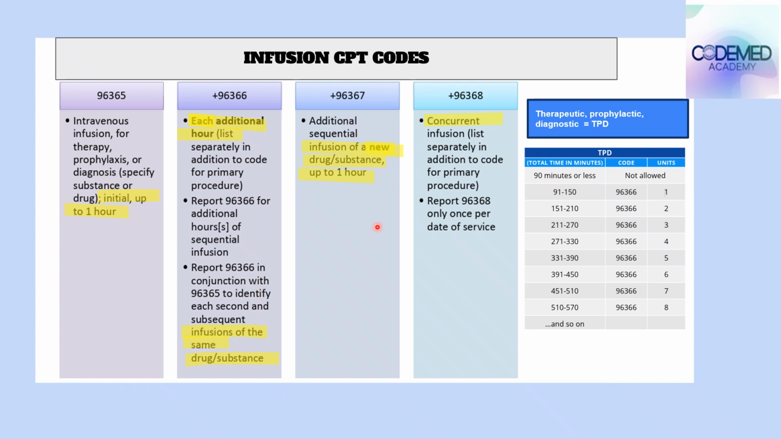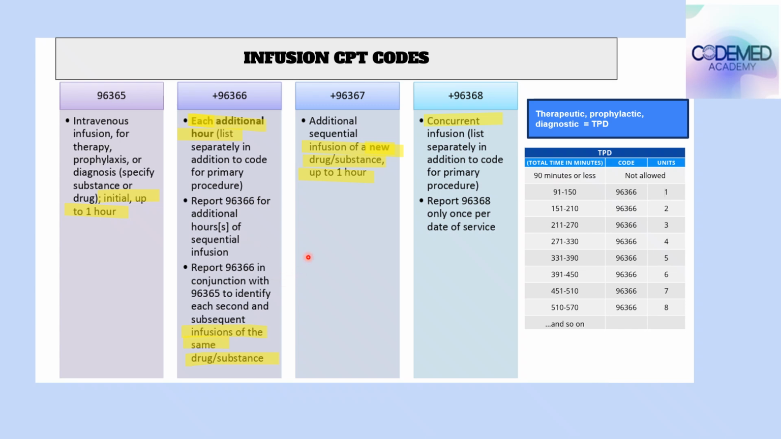Now these are the codes for the infusion, and this is the primary code while these are the add-on codes. So the primary code is for the intravenous infusion for the initial 1 hour. This is the add-on code. This is for each additional hour. Now there are two add-on codes, so we must look into the detail of the 96366. So this is the code.